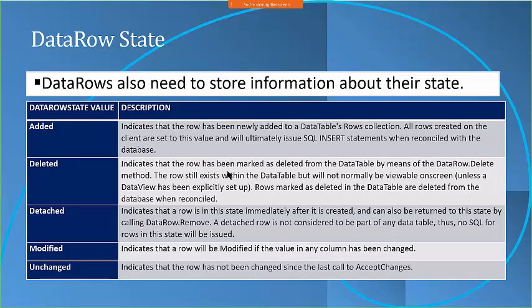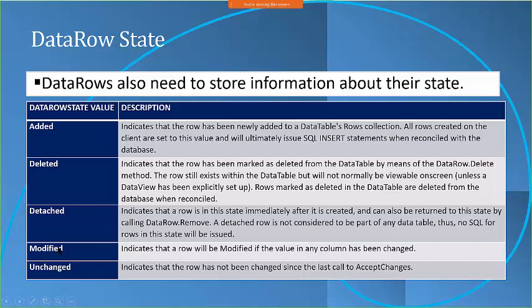And then data rows also need information about their state. Added indicates that the row has been newly added to the table. Deleted means it's been deleted. Detached indicates a row is in the state immediately after it was created and can also be returned to that state by calling data row remove. A detached row is not considered to be part of a data table. So basically, if you add something and remove it before you update a database, it might be considered detached.